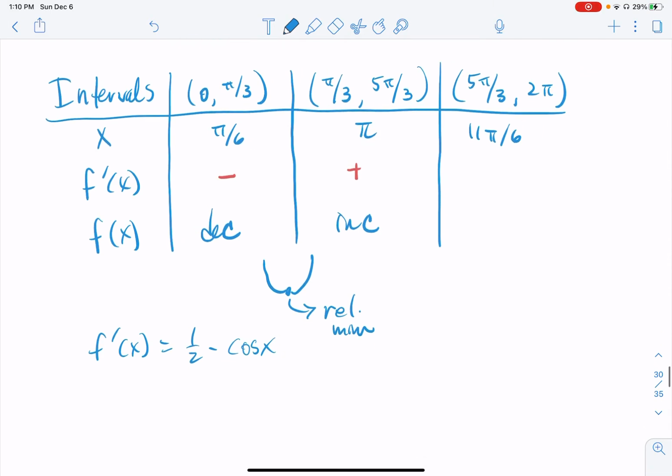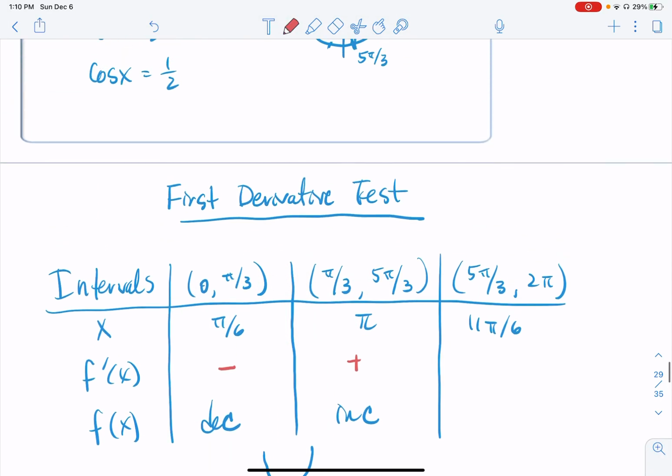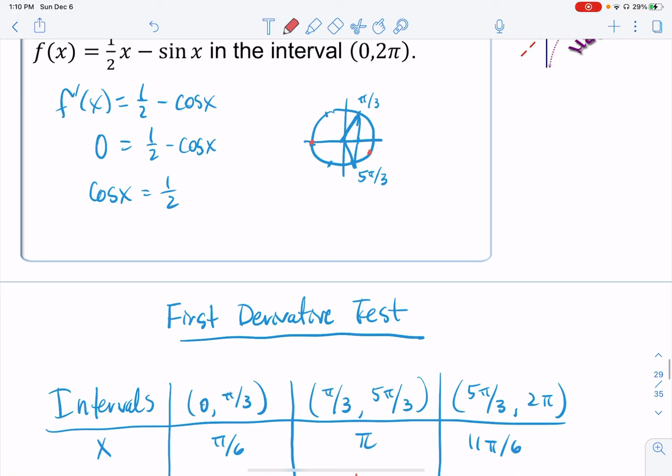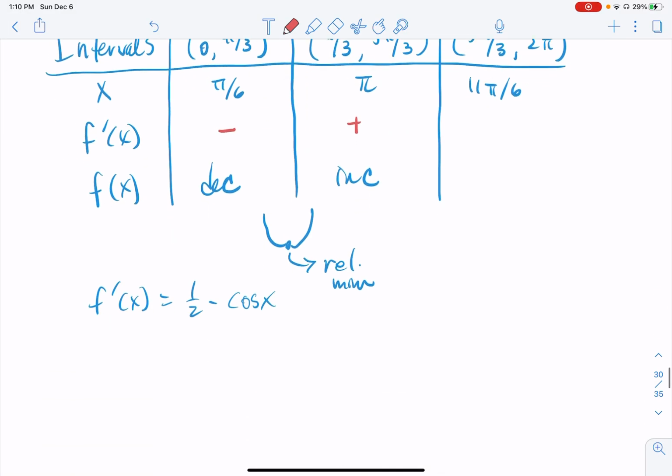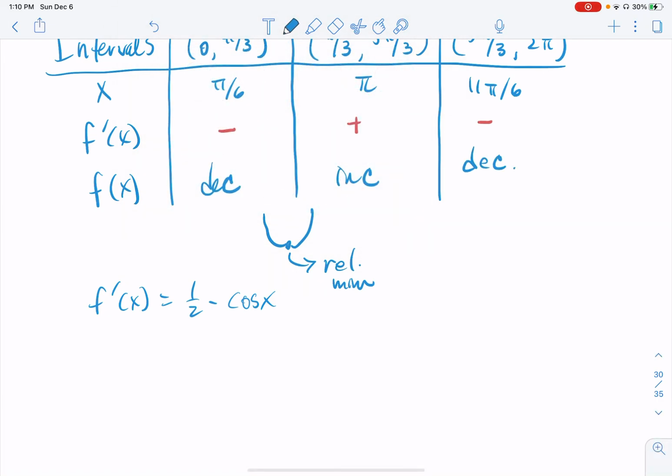All right, let's keep going. We've got one more. We've got 11 pi over 6, like right about over here. That x value is bigger than 1/2. So subtracting off something bigger than 1/2, it's going to leave us with a negative number, which means that we're decreasing again. And then once again, if we increase and then we decrease, we must have ourselves a relative max.